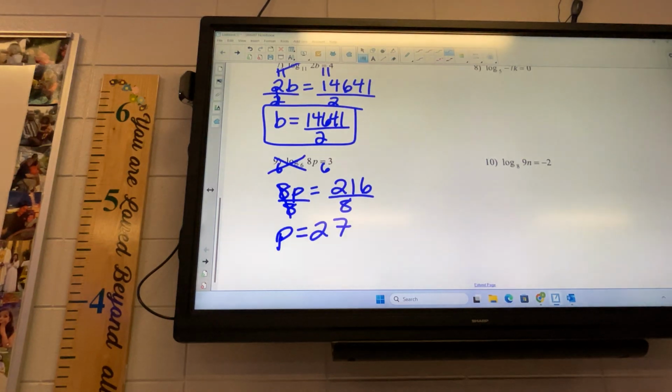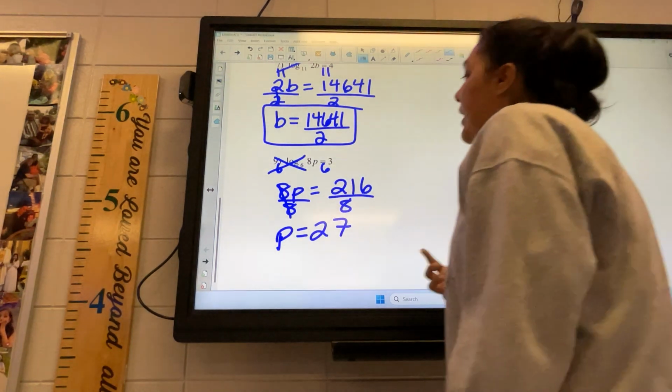Okay, so all of the front page is one step. By one step, I mean after you raise it to the power, you've got one step. It's either to add, subtract, multiply, or divide. The back page, however, is all two-step. Just like it was yesterday, the back page is all two-step.